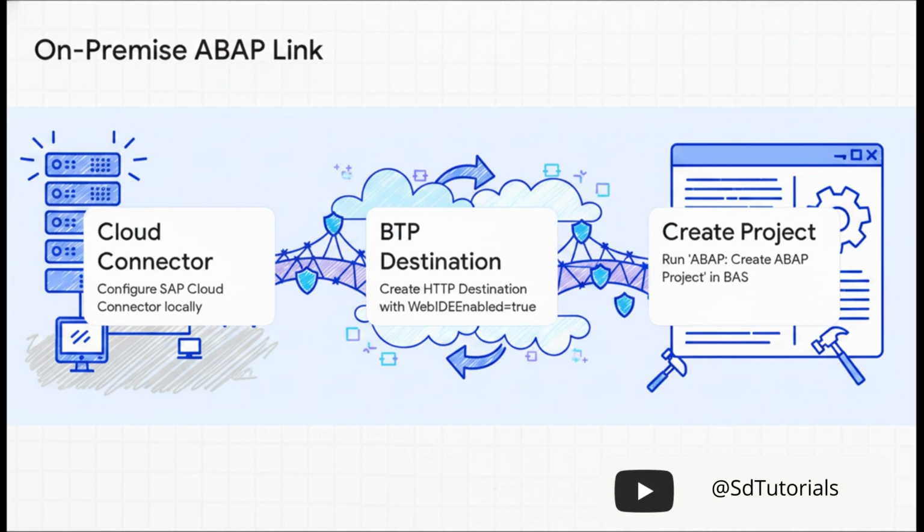First up, your infrastructure team sets up the SAP Cloud Connector locally on your network. Second, over in your BTP cockpit, you create an HTTP destination pointing to that connector. And this is key, make sure the property Web IDE enabled is set to true. Finally, inside BAS, you just open your command palette and run ABAP: Create ABAP Project. That single command reads your destination and instantly, securely links your Cloud IDE right to your on-prem backend.